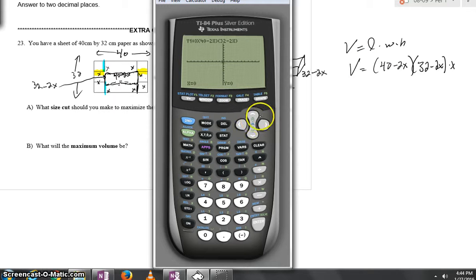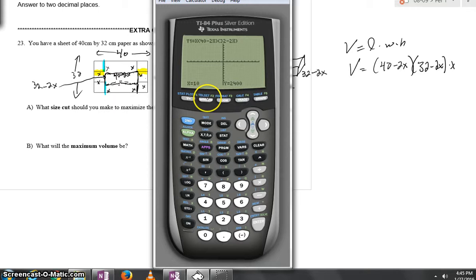When you press trace and you go to the right, you can see, like when x is 1.27, our y value, which is our volume, is actually 1,407. And as you continue moving, you can see that our volume is growing. It's now over 3,000. Looks like it's getting around 3,300 something, and that looks like it's going to come down.